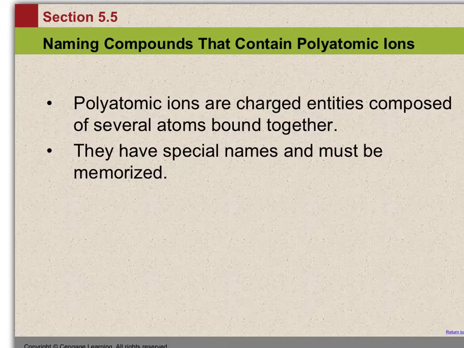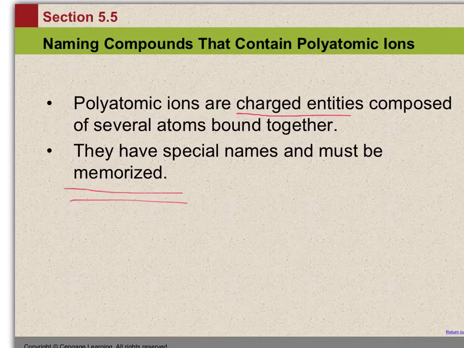So a polyatomic ion is something that has a charged entity. So we see here a charged entity with several atoms bound together. So it's a group of atoms that has an individual charge. And now these groups of atoms with charges must be memorized.